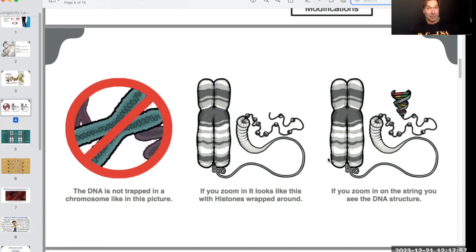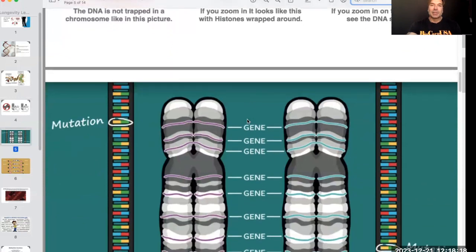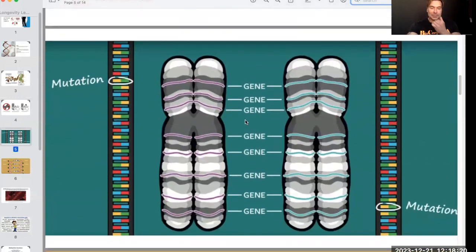Now, to blow your mind even more, if I would stretch out every single DNA in your body, it would go back and forth approximately 8 to 10 times from Earth to the moon. Now think about this. This is how much length of DNA we have in our body. That blows my mind. Okay, so let's zoom in a little bit more on the chromosome.